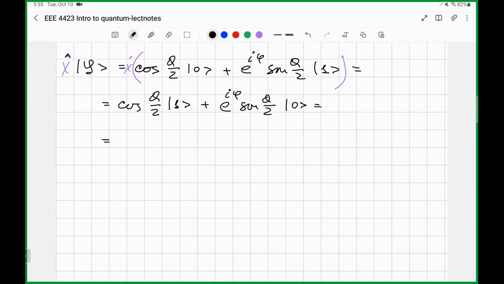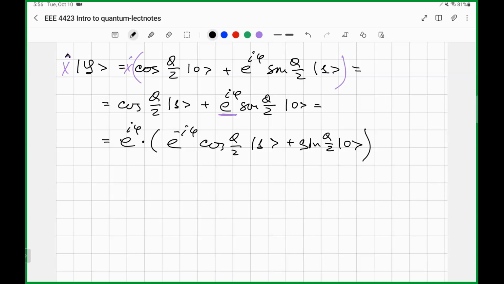So now I can take this e to the power of i phi, I can factorize it, take it out from the parentheses. So it's going to be e to the power of i phi times, e to the power of minus i phi cosine theta over 2 state 1 plus sine theta over 2 state 0.